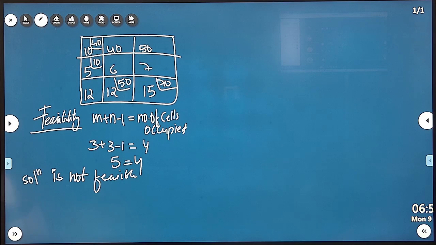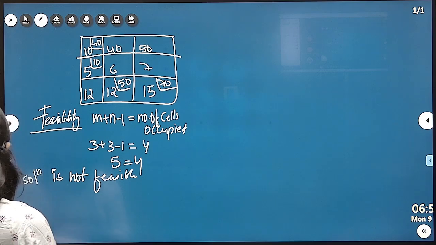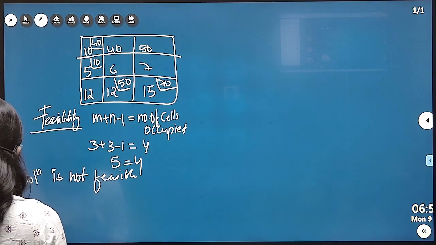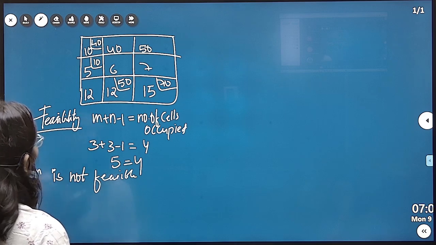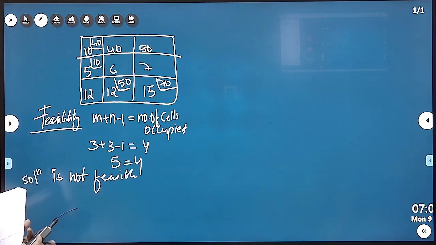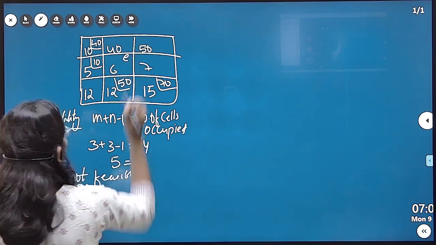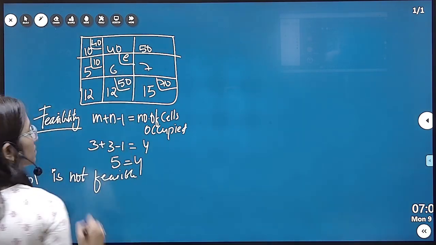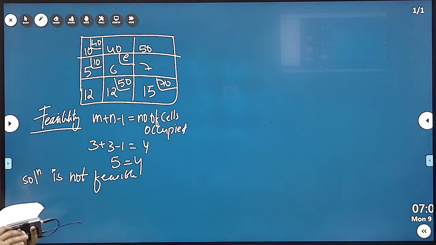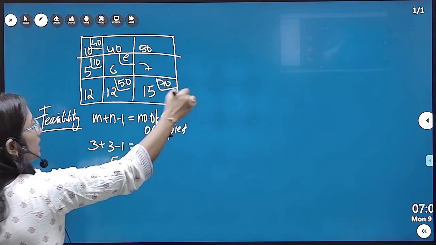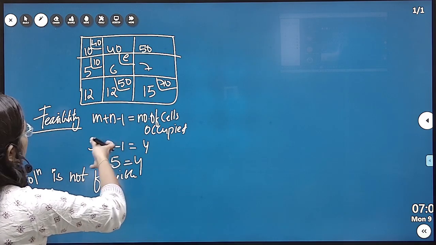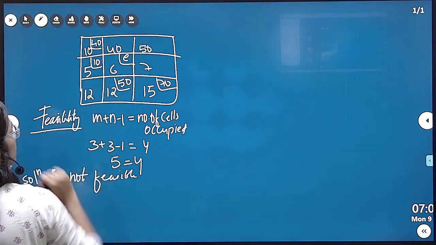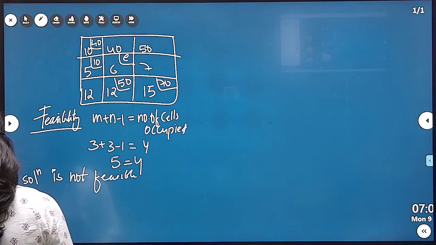So now the solution is not optimal, right? So what will we do? We will do dummy allocation on the lowest cost. So here the lowest cost is what? 6, right? So let us take this as E, dummy allocation. When the matrix is not balanced, we make the dummy allocation. So now the question is not feasible, so we need to make the dummy allocation of a number called E.